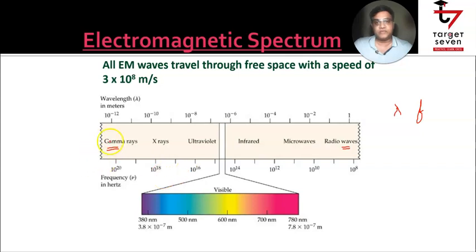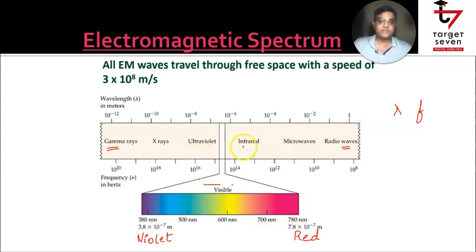We go from gamma radiation to X-rays to ultraviolet to the visible light spectrum in between. Now, the visible light spectrum itself has the radiation starting from the violet going all the way to red, which means violet color has the least wavelength and red colored light has the maximum wavelength.